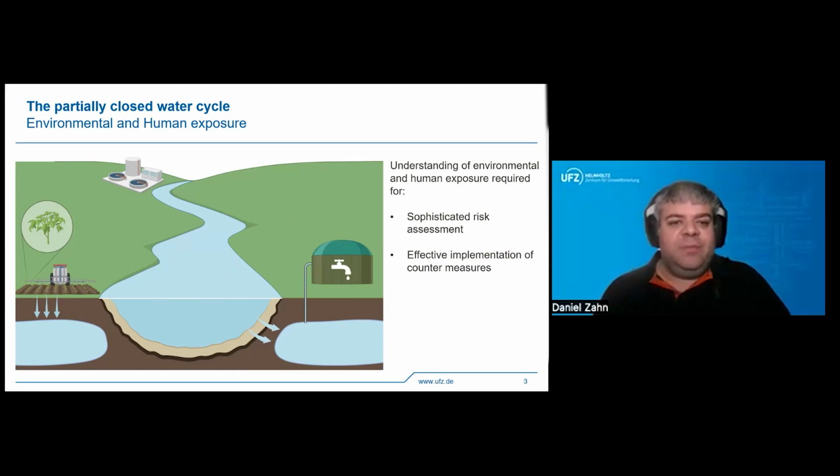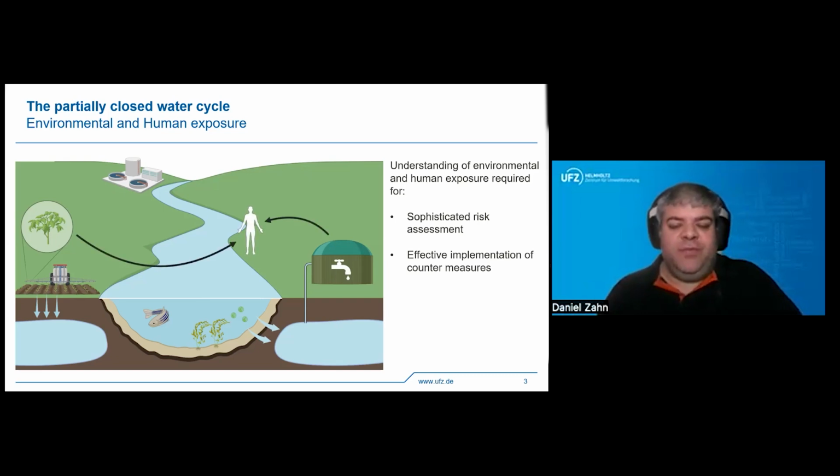Why is this important? The chemicals that are released, of course, impact the ecosystem. They can interact with all kinds of aquatic organisms. And if they can break through the barriers we use, for example, for drinking water production, if they can accumulate in plants, there's also potential for human exposure. So we need to know which chemicals break through these barriers, which ones are present in high concentrations, to prioritize them for sophisticated risk assessment and to implement effective countermeasures if it's required.